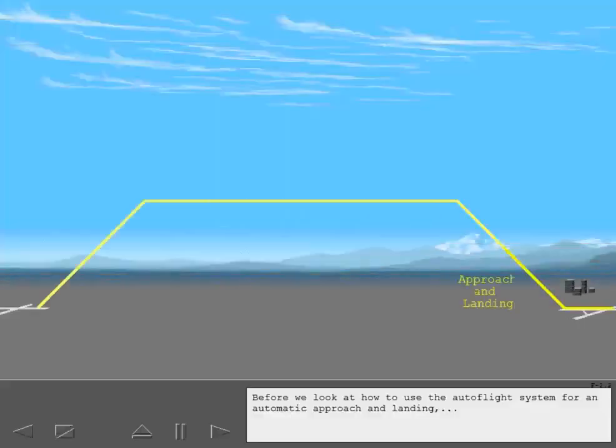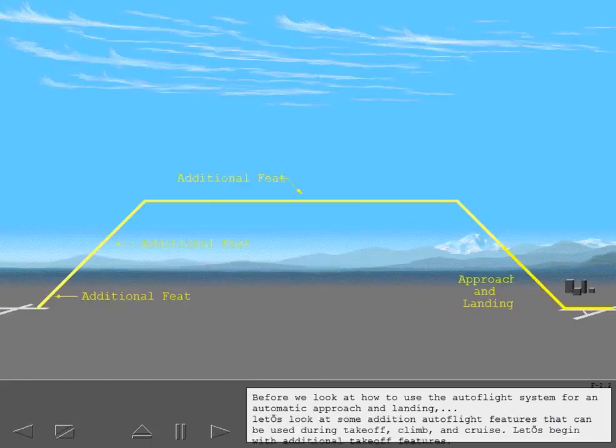Before we look at how to use the AutoFlight system for an automatic approach and landing, let's look at some additional AutoFlight features that can be used during takeoff, climb, and cruise. Let's begin with additional takeoff features.